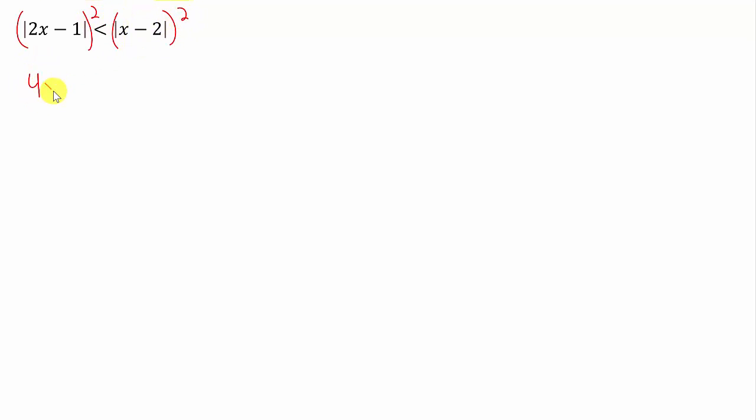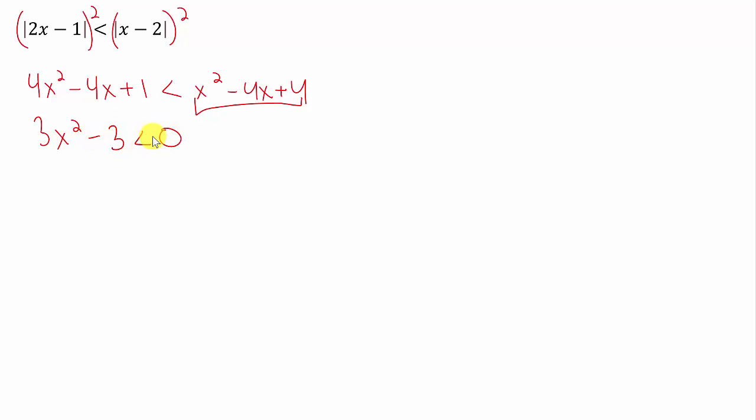So when I do this, I'm going to get 4x squared minus 4x plus 1 is less than x squared minus 4x plus 4. And then just like the last problem, it's quadratic. We need to get everything on one side, so I'm going to move this side to the left. That's going to give me 3x squared. When I move this 4x, those are the same sign, so when I move this over by addition, that's going to go away. And then I'm going to have minus 3 is less than 0.